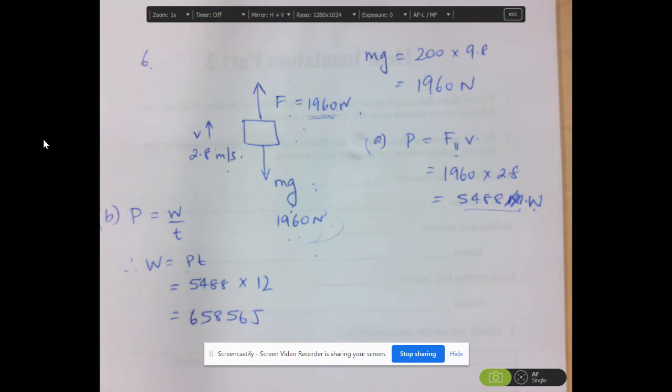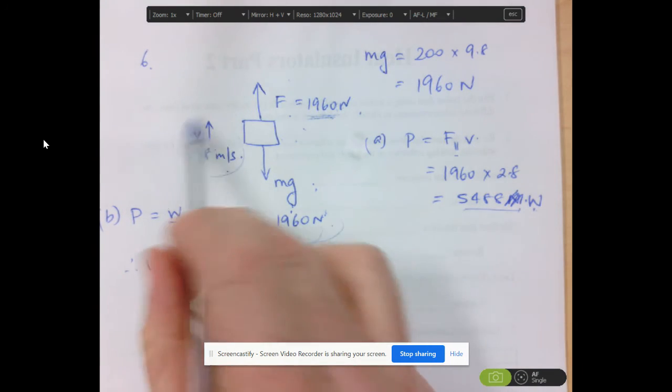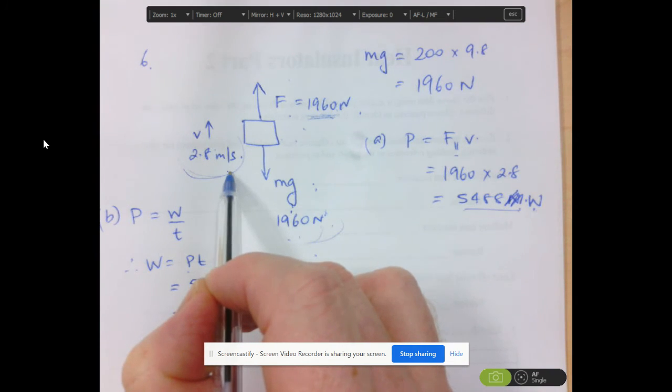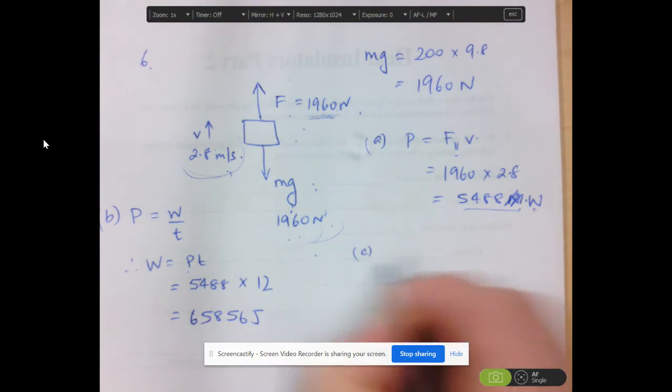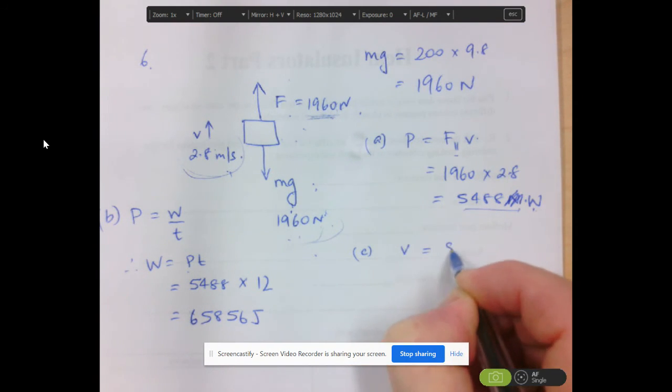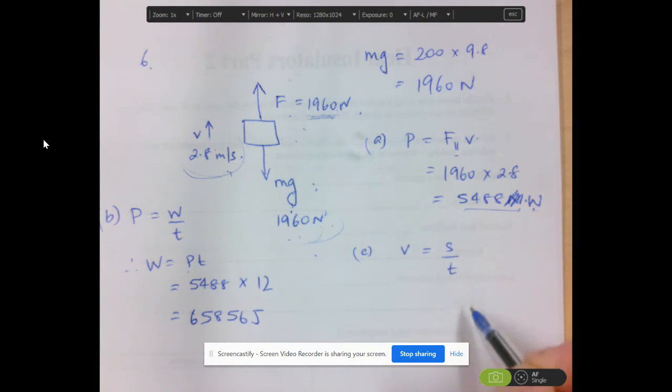How far did the mass move during this time? Well, we have a constant velocity here, so therefore it's unaccelerated motion. In that case, we can use v equals s on t, because that's the formula for unaccelerated motion. Velocity is distance over time as long as there's no acceleration. We can use this one. If there is acceleration, we have three equations of motion that we have to use.